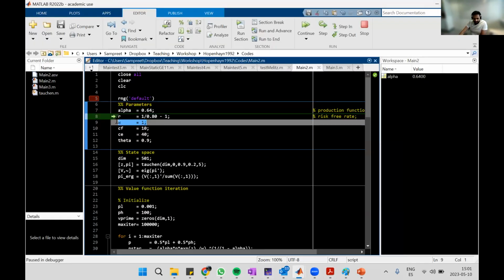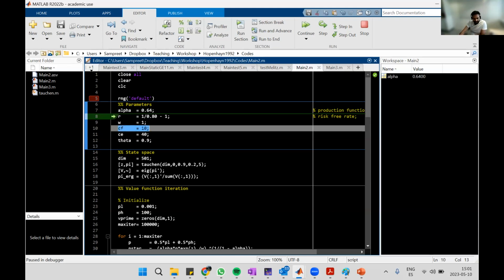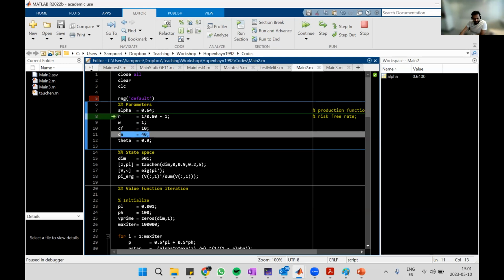Wage is going to be 1. Remember, either I can solve for price or I can solve for wage. So because we care about real wage, the economy can always be solved for a relative price, but not an absolute price. So I'm going to pin down wage to be 1. The fixed cost of production is 10. The cost of entry is 40.